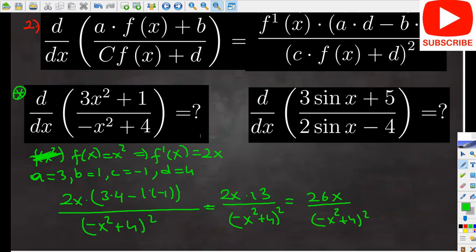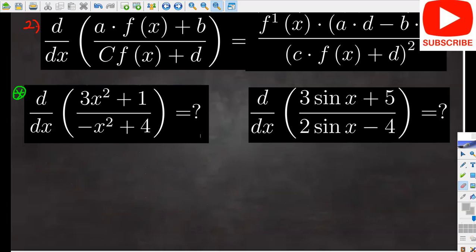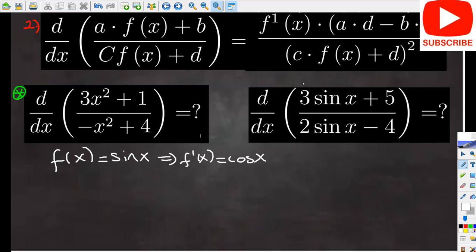That's the answer. Okay, let's move on to the second example about the shortcut method. But before that, I would like to clean up this board. Alright, in this second example, what we see is 3 times sine x plus 5 divided by 2 times sine x minus 4. As you can see, there is sine x on top and on the bottom, which means my f of x function is sine x. The derivative of sine x is cosine x, and my constant numbers are a equals 3, b equals 5, c equals 2, and d equals negative 4.